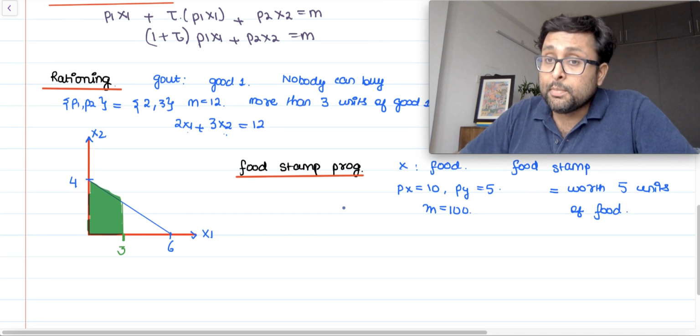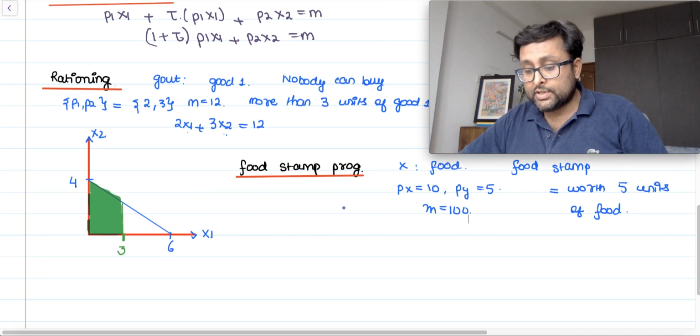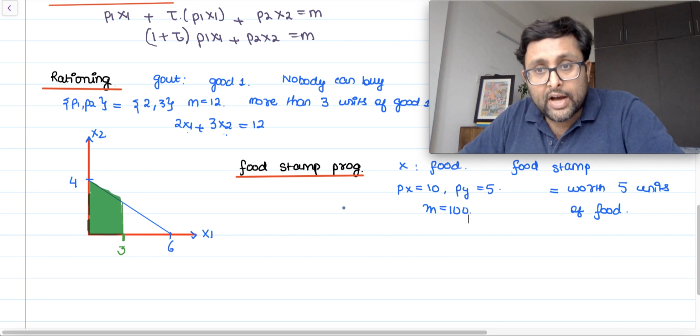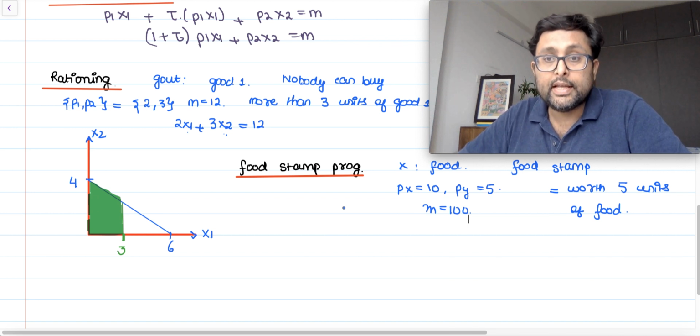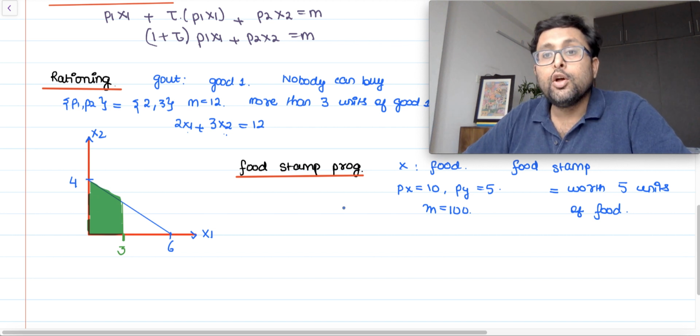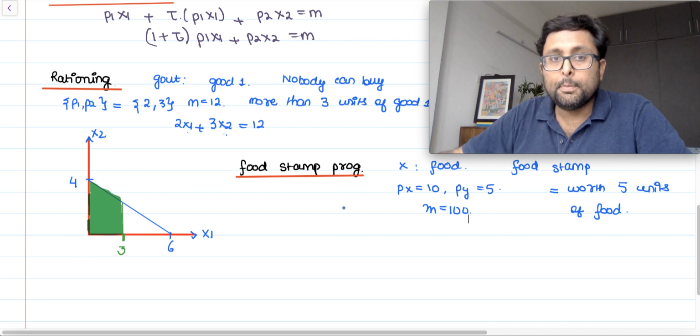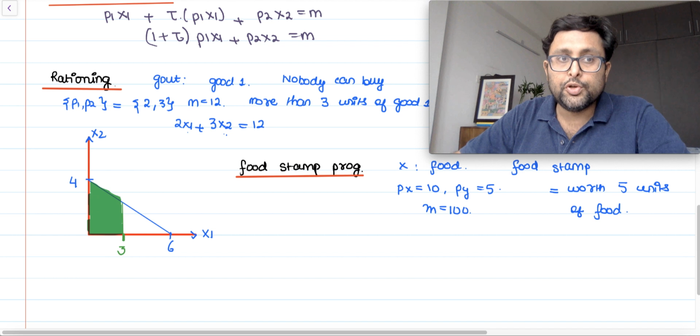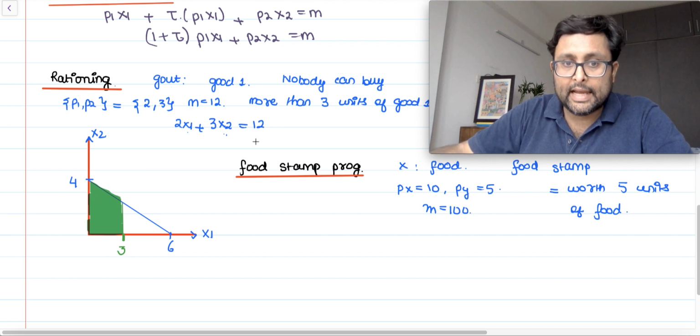So the main thing which you have to understand in the food stamp program is that the first 5 units of the food are free. You do not have to spend anything on food for the first 5 units of food. Of course, if you want to buy more than 5 units of the food, then you will have to spend. But for the first 5 units, you do not have to spend anything.